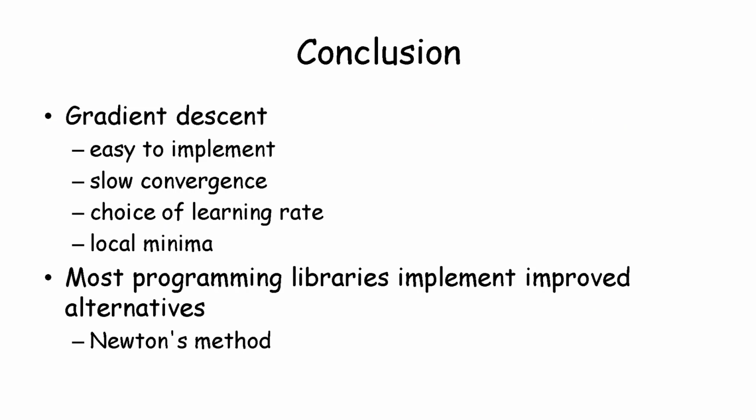In conclusion, gradient descent is an easy-to-implement algorithm. It is known to have slow convergence compared to other methods. The choice and automatic adjustment of learning rate is important to ensure convergence can be achieved faster. Local minima can be a problem, just as it is with any other optimization method. When you need to implement your own optimization method, gradient descent is a good starting point. When you use existing libraries for optimization, their optimization procedures typically use more advanced strategies such as the Newton's method.